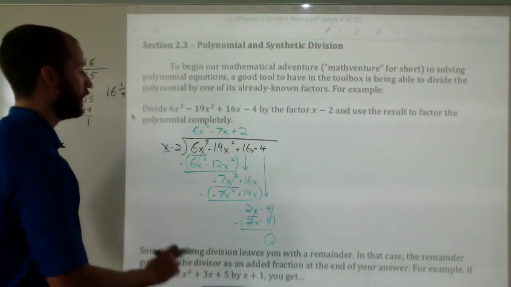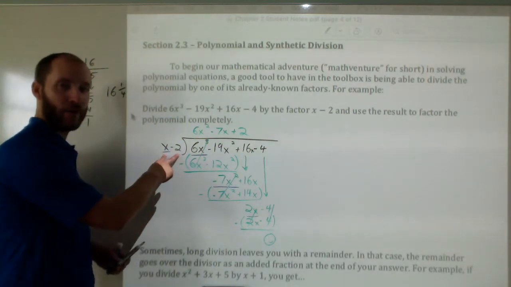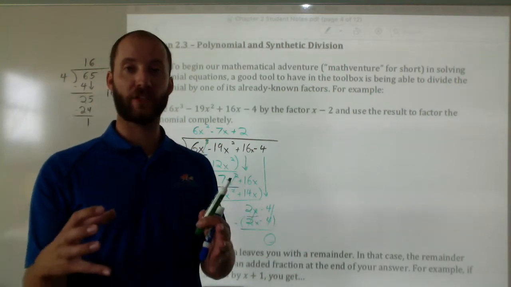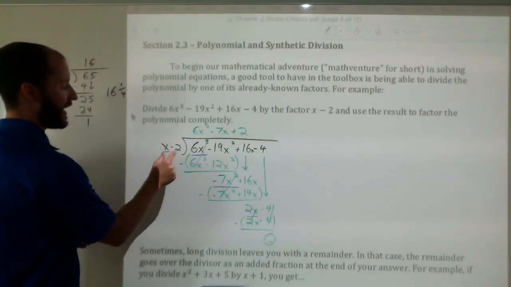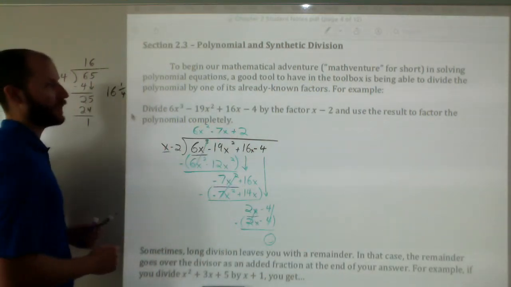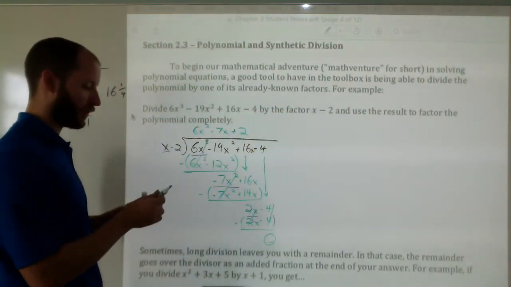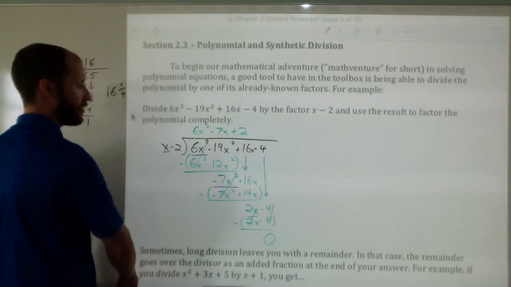All right. So if you divide out this factor, because remember what I said, polynomials are a bunch of factors put together, if you take this factor out, this is what you're left with. And then it says, use the result to factor the polynomial completely. So what we have here is a quadratic.